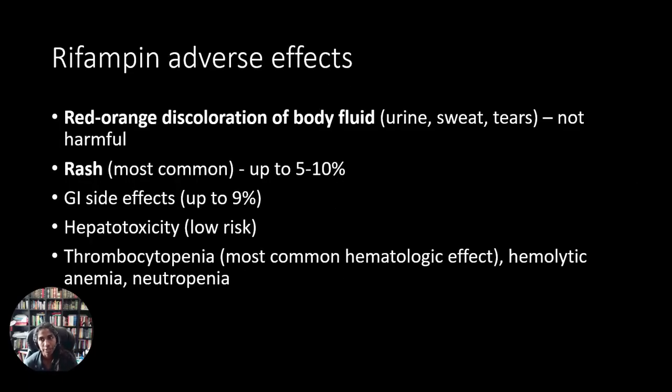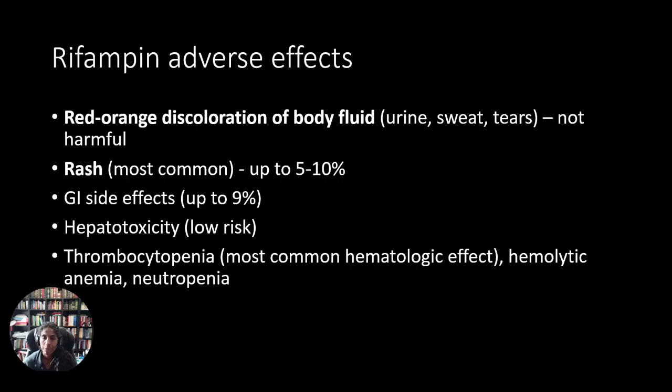Some adverse effects of rifampin include red-orange discoloration of body fluid, for example, urine, sweat, tears. This is not harmful, but it is important to counsel patients so they do not become alarmed when taking rifampin. Rash is actually one of the most common side effects. Up to 5 to 10% of individuals receiving rifampin can develop rash.